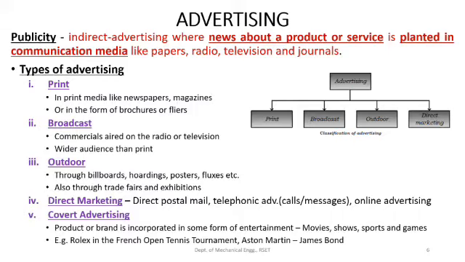So that kind of advertising is referred to as covert advertising, where the news about a product or a service is basically baked into some form of entertainment. Another example would be the brand Aston Martin. Now, the brand Aston Martin is closely linked with the series of movies called James Bond movies. So such kinds of advertising where the product or a brand is incorporated into some form of entertainment like movies, shows, sports, games, etc. would be referred to as covert advertising.